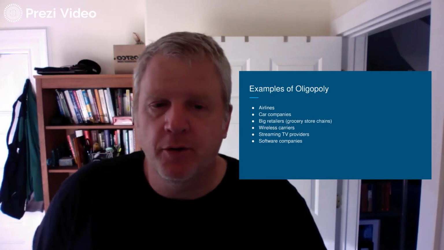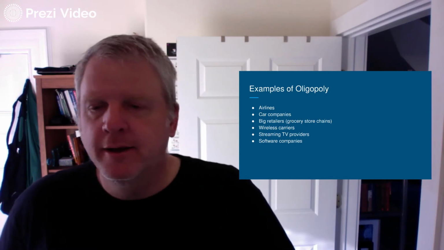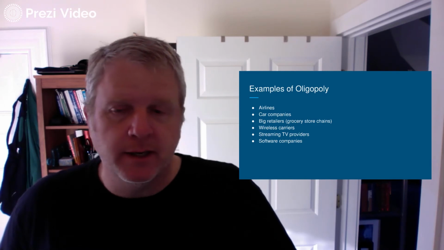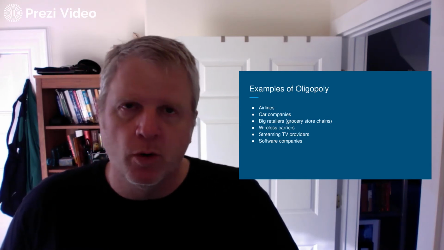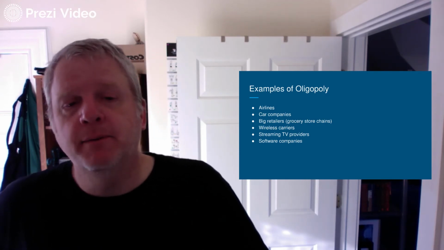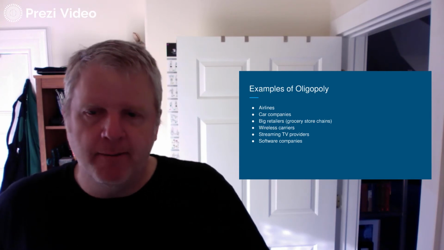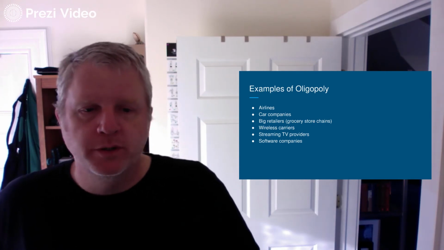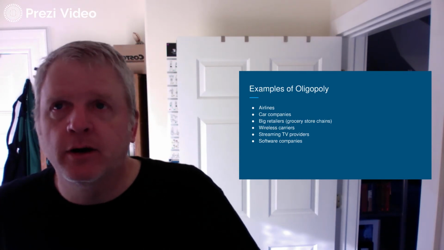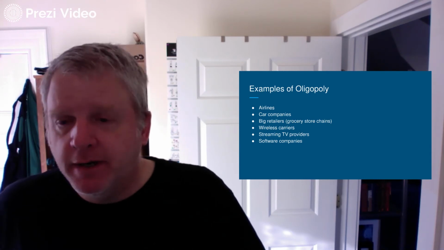If they were all the same, you wouldn't find car companies in this market, right? There's a differentiated product. Big retailers like grocery store chains or big department stores like Target and Walmart. Now, you might think there's very little difference between Market Basket and Roche Brothers and Whole Foods, or between Walmart and Target, and maybe there isn't. But what ends up happening is because they're so big, it's very difficult to break into that market and compete with Walmart or Target. Wireless carriers, Verizon, AT&T, Cingular, Sprint, just to name a few. Again, very difficult to break into the market.